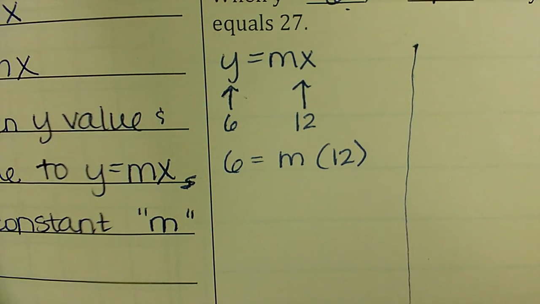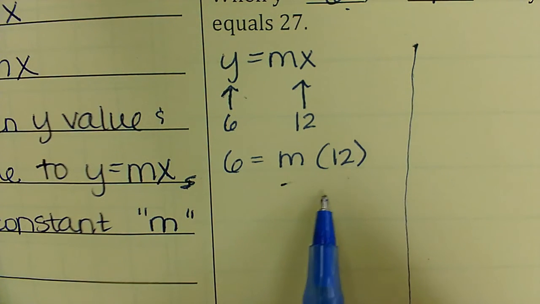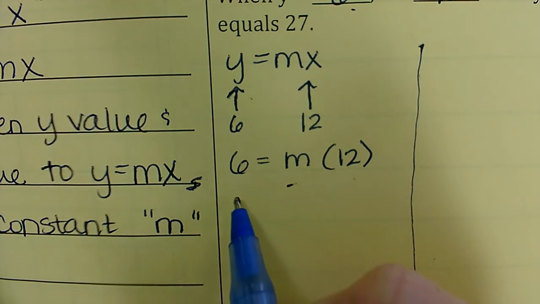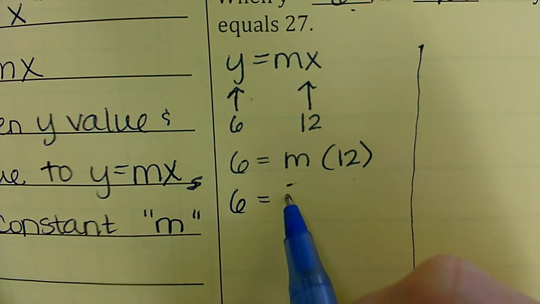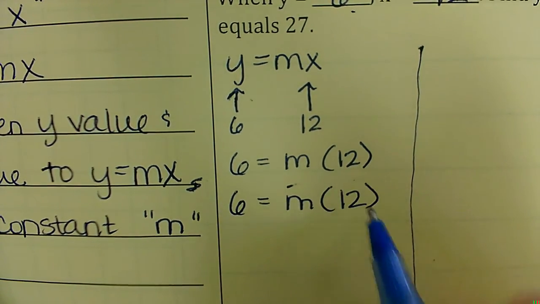So I see here that m is not alone. It has a 12. So would anyone like to raise their hands and tell me what I would do next to get m alone? Oh, Sean, go ahead. Yes, I would divide both sides by 12. So if I have 6 equals whatever, m times 12, 12m, whatever. If I divide both sides by 12, 12's cancel, and I'm left with m equals 6 over 12.